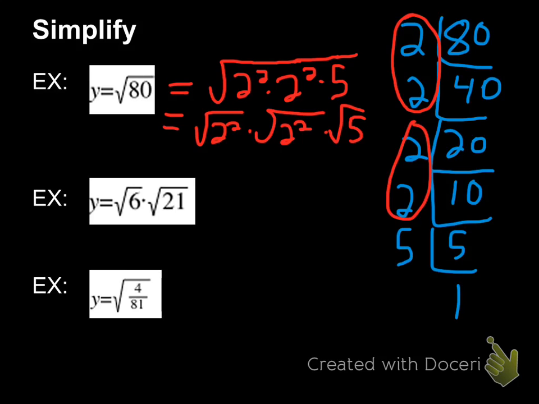Right? And what is the square root of 2 squared? Square root of 4? 2, right? And what is the square root of 2 squared again? 2 times whatever I've got left, the square root of 5, equals 4 square roots of 5. And that's my final answer.